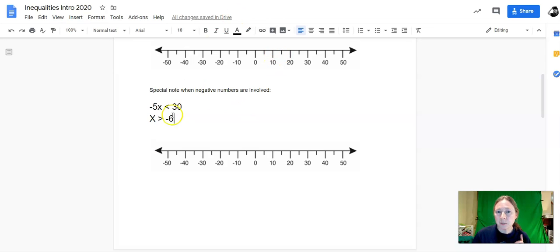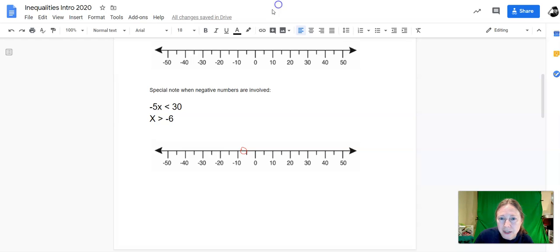To plot this one, we would need to put an open circle on negative 6 because it's not legal for x to be exactly negative 6. If x were exactly negative 6, this inequality would be equal to 30, not less than 30. So we put an open circle on negative 6, like so. And then I'll make my line a little thicker.